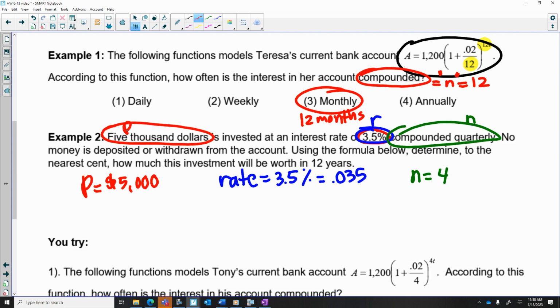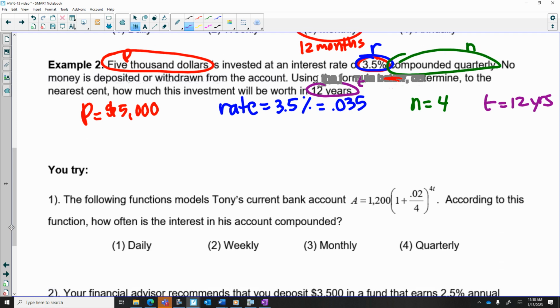So it says no money is deposited or withdrawn. We just leave that money in the bank using the formula below. Determine, sorry, it's really the formula above. Determine to the nearest cent how much money will it be after 12 years. Okay, so the 12 is the time, the total time elapsed. Okay, so now we're just going to plug in using the formula above.